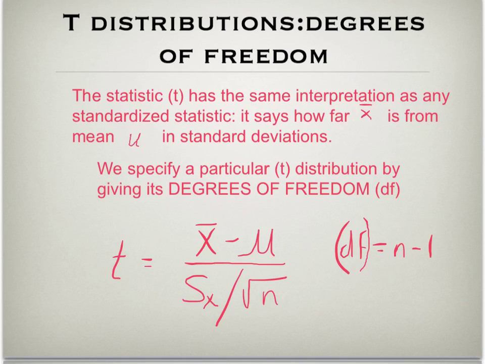So we will draw a simple random sample of size n from a large population that has a normal distribution with a population mean and standard deviation. The statistic will be t equals the sample mean minus the population mean divided by the standard deviation of our sample divided by the square root of our sample size. And that has a t-distribution. The degrees of freedom will be n minus 1.